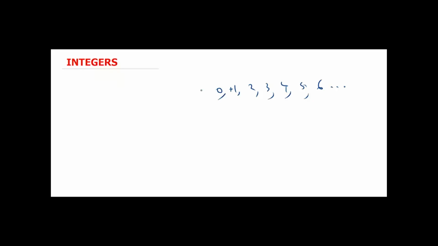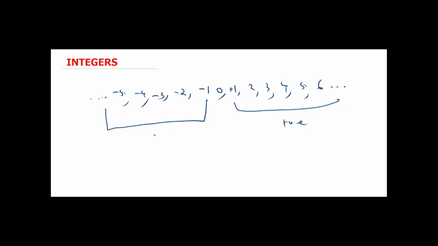Then if you come here, you have -1, -2, -3, -4, -5, and so on and so forth. So these are referred to as positive integers, while these are referred to as negative integers. While 0 is neither positive nor negative. It's just a separator between positive and negative integers.